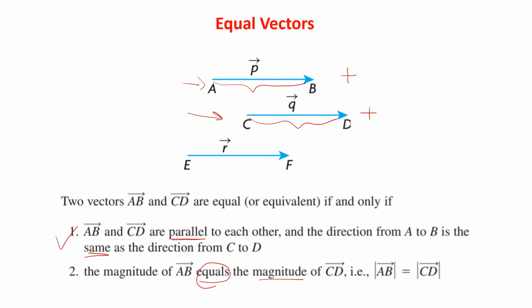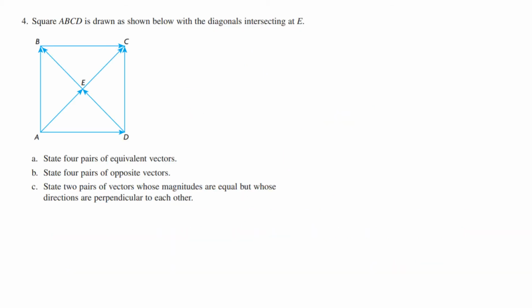Also, it is important to note that we can represent the vectors by lowercase letters. Instead of saying AB or CD, you can just say P and put an arrow on top of it. Let's solve a problem to understand different types of questions we can get on this section. Square ABCD is drawn as shown over here, where the diagonals intersect at the point E. They want us to state 4 pairs of equivalent vectors.